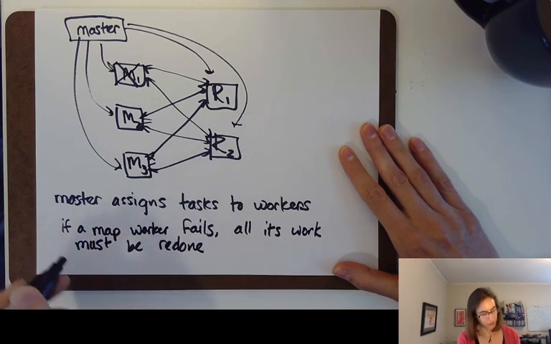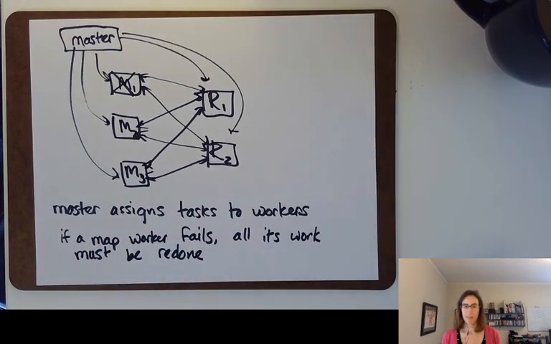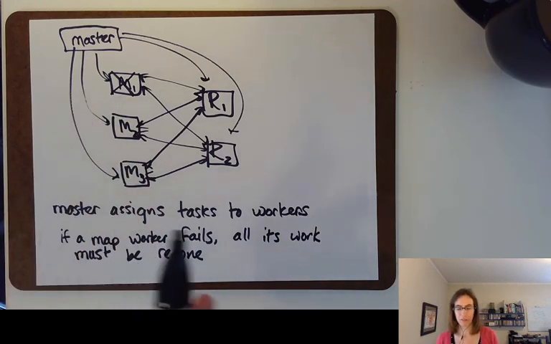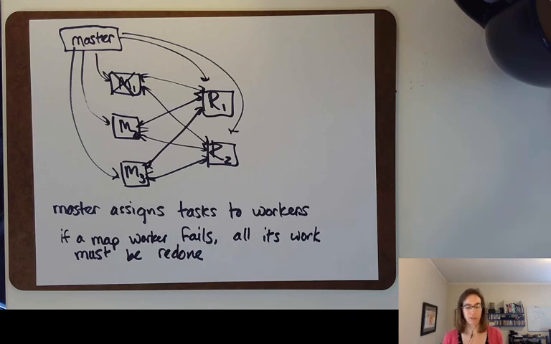If a map worker fails, all its work must be redone. And this is not necessarily the wrong choice, right? That sounds like a bad thing written out like that, but the alternative would have been to store its work on the distributed file system, which would be expensive to do and maybe not necessary if crashes are rare. So in MapReduce, they often make the choice of redoing work like this. That's their approach to fault tolerance.